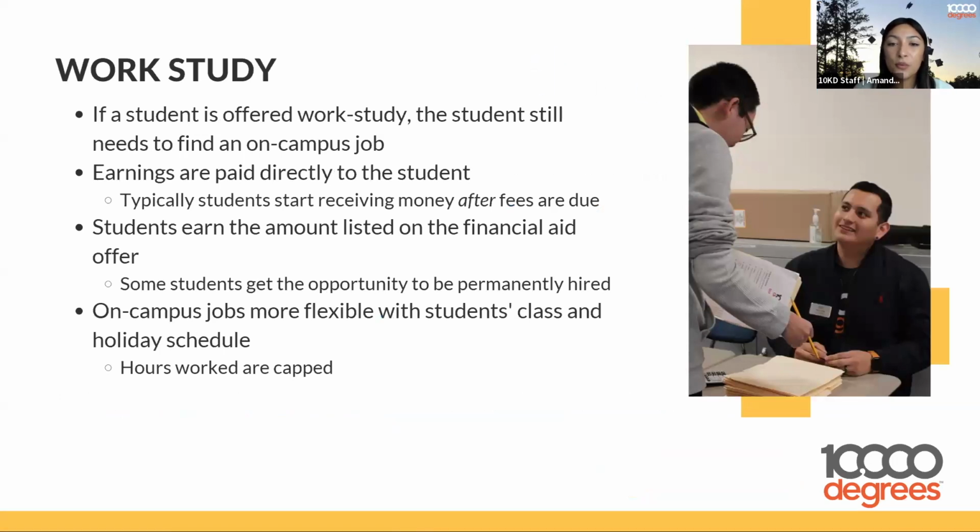Some more information about work study. If a student is offered work study, the student needs to find an on-campus job. The earnings are paid directly to the student, who typically starts receiving money after any fees are due. And a student will earn the amount that's listed on their financial aid offer.